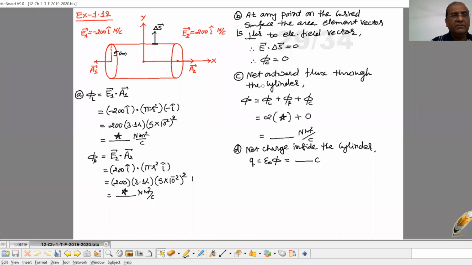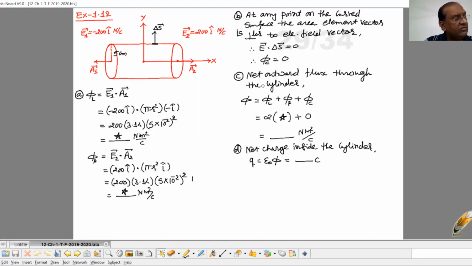Next, example number 1.12. An electric field is uniform and in the positive x direction for positive x, and uniform with the same magnitude but in the negative x direction for negative x. It is given that E equal to 200 i caret Newton per Coulomb for x greater than 0, and E equal to minus 200 i caret Newton per Coulomb for x less than 0.